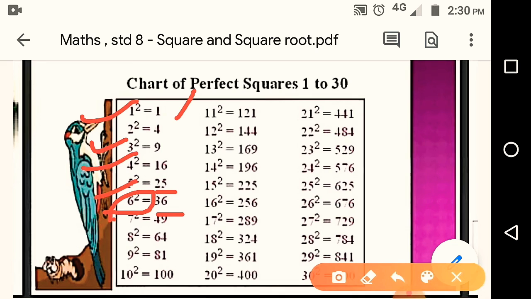Again this 8 square is 64, means 8 into 8. So square means कोई भी number को 2 times multiply करेंगे same number. Whatever answer we get, that is called square numbers. Here again 12 square, so 12 into 12 is 144. 13 square is 169. This way we will read it, 15 raised to 2 or 15 square is 225. So these are the square numbers up to 30 that are given.